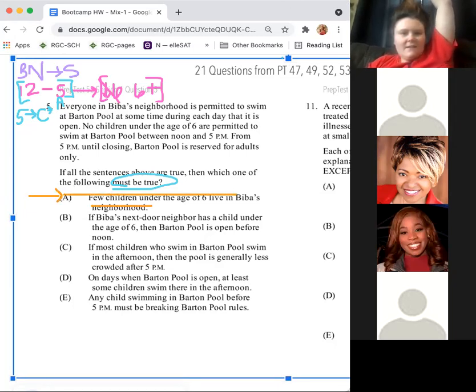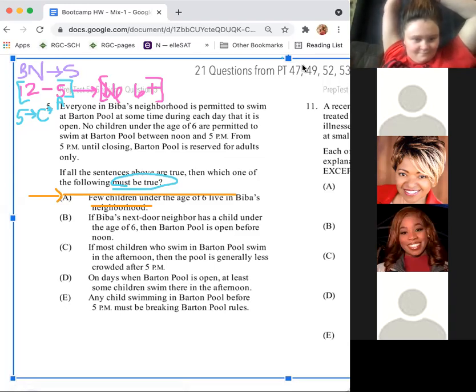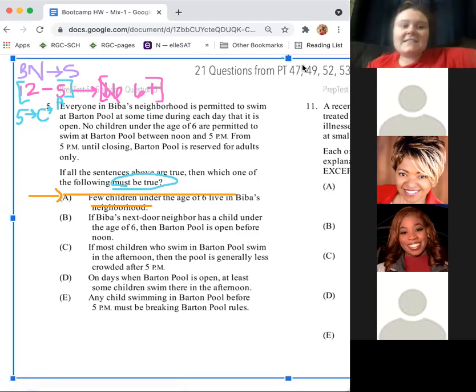All right, Imani, what do you think about B? Well, that's what we just predicted. If there are children in the neighborhood, if they live there, they have to swim before noon because everybody gets to swim. And it also makes it mild, because it's conditional, right? Yes. Because if the answer choice said the pool is open before noon, and that was the only thing, we couldn't say that because we don't know if there's children living there or not. Excellent.